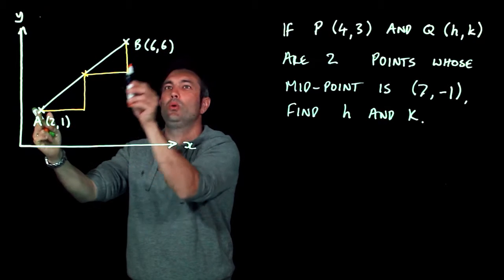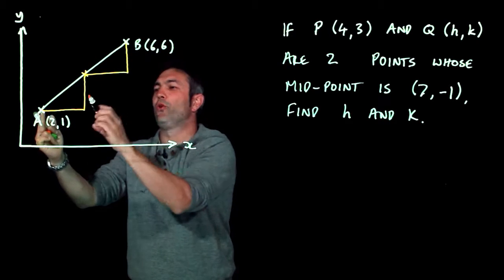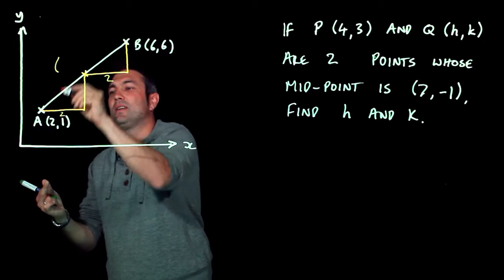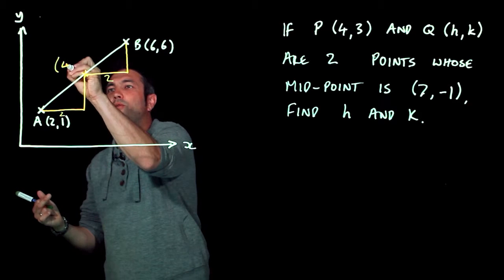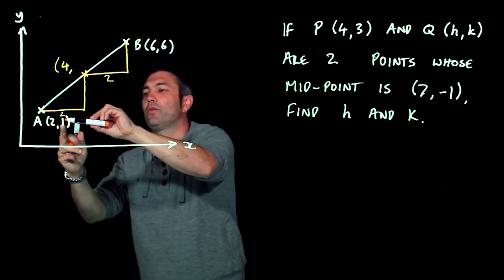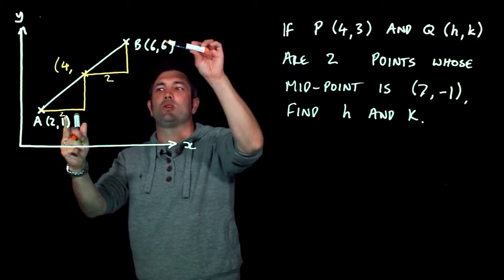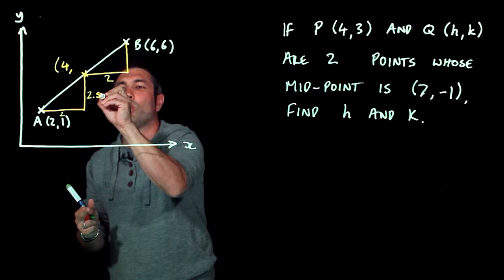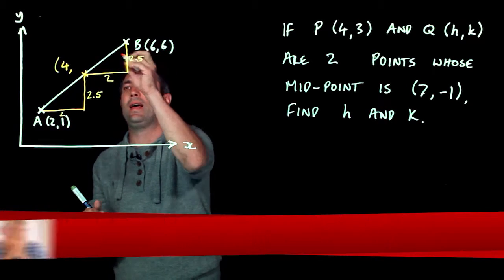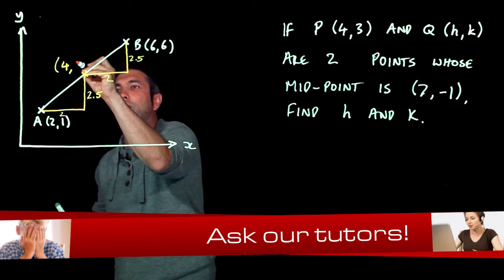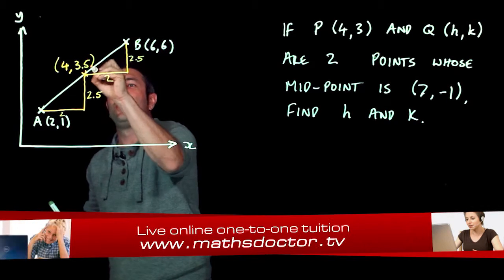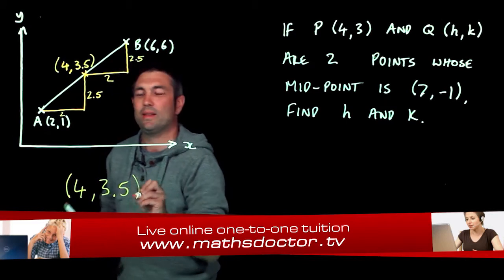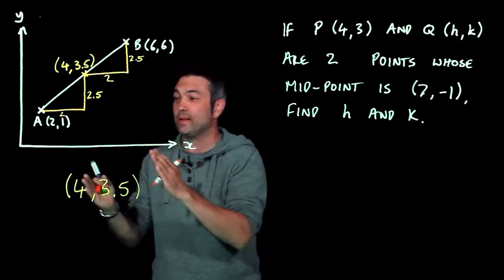Well, I've gone from 2 to 6, so that's along 4, so each one of these has got to be 2. So this point, if I add 2 onto that, I end up with 4. Okay, and I've gone up from 1 up to 6, so each one of those is actually 2.5. Now, don't worry that you've got the half there, you can have 2.5 there, so 1 add 2.5 is 3.5, and there would be your midpoint of (4, 3.5), because you split the steps up into 2 equal bits.